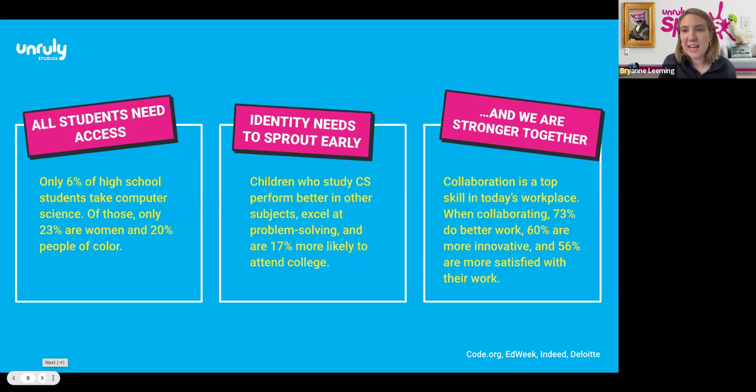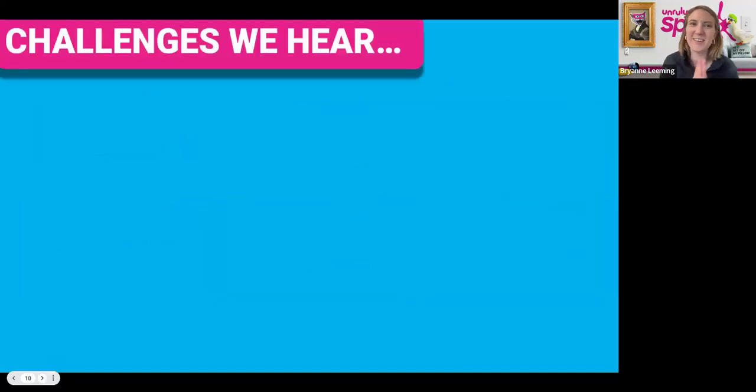And we are also finding, and something that goes behind the Splats philosophy, is that collaboration is a top skill in today's workplace. So when tech teams today are building new products, they're not doing that in a silo. They're not doing that alone. They're working together to find out what customers need. They're working together to solve problems and develop these products together. And so we really emphasize that in what we do. They are 73% do better at work, 60% are more innovative when they're collaborating, and 56% are more satisfied at work. It's more fun. So that's what we do.